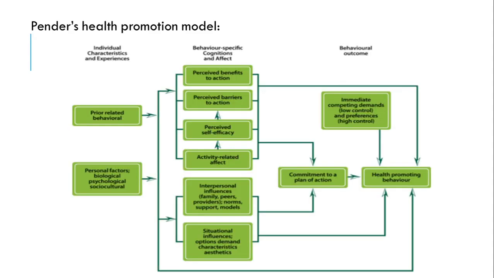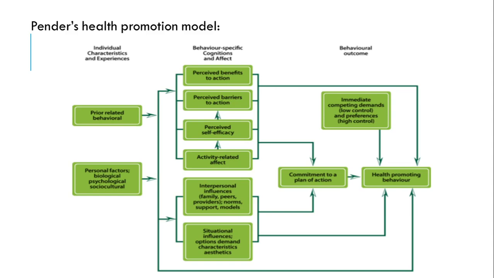Now we'll discuss Pender's Health Promotion Model. It's a famous model and a very important model. This model notes that each person has unique personal characteristics and experiences that affect subsequent actions. The set of variables for behavioral specific knowledge and affect have important motivational significance. Those variables can be modified through your nursing actions.